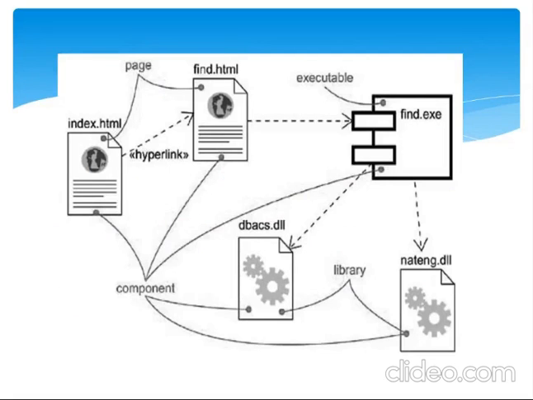If you see this diagram, this is a component diagram. A component, as I told you earlier, may be a file or a document or a database table, or an .exe file, or an .html file, or a .dll file, which is a dynamic link library. All these are components in this diagram.